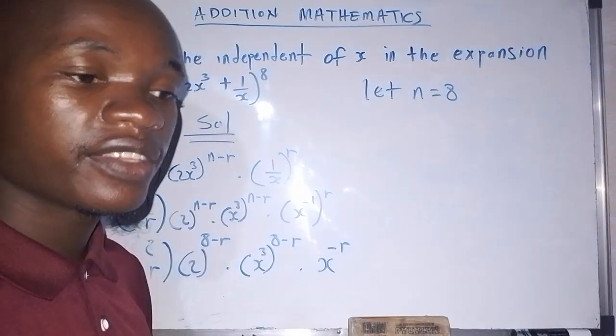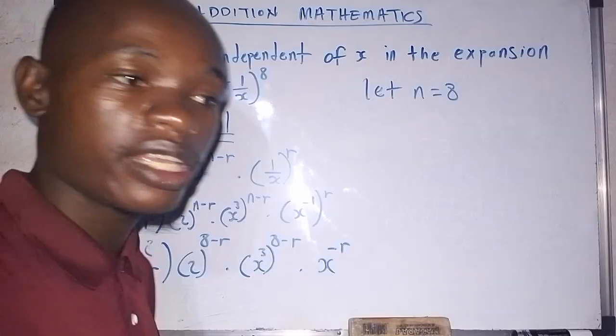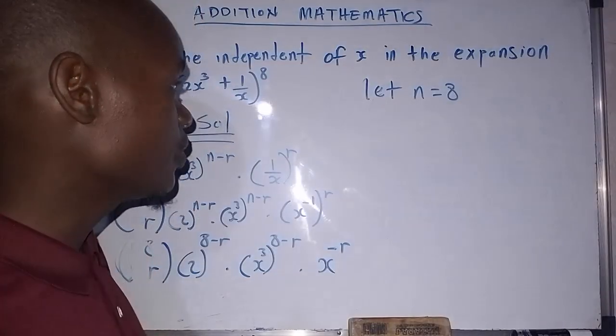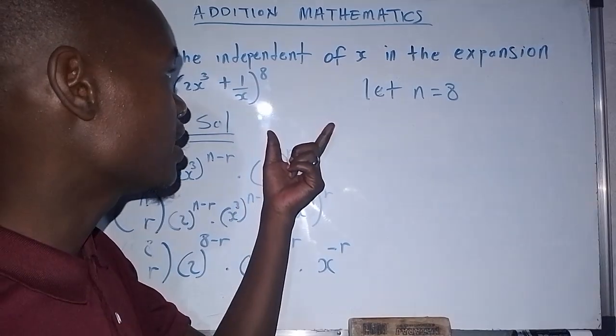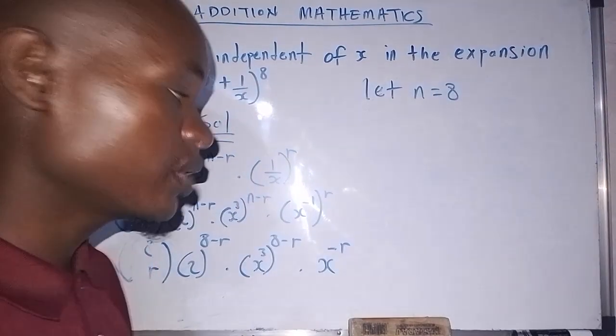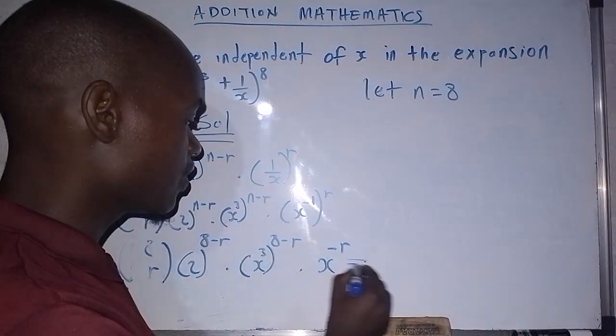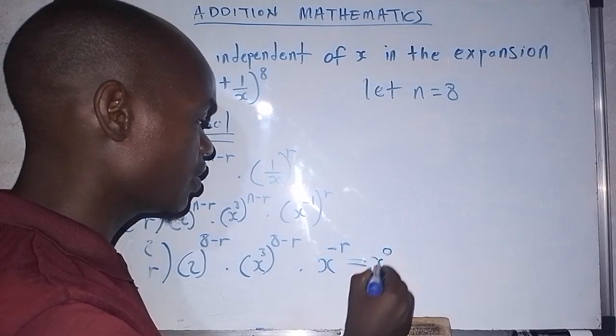Sometimes they can say we find the independent term of x. Now what we do is that the only independent term of x in this expansion can only be found if we equate this to x to the power of 0.